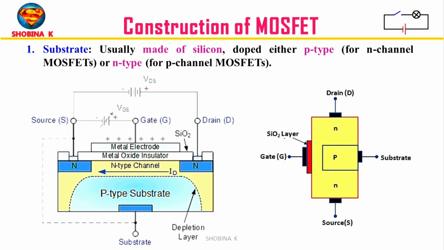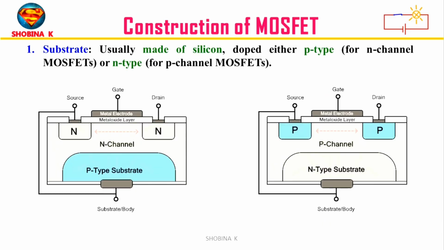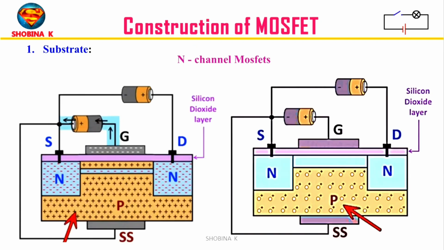First, substrate. It is the foundation of MOSFET. It is made up of silicon. In a MOSFET, the type of substrate determines whether it is an N-channel or P-channel device. For N-channel MOSFET, the substrate is P-type. This means that the majority charge carriers are holes, that is positive charge carriers. The source and drain are N-type, meaning they can have extra electrons, that is negative charge carriers.